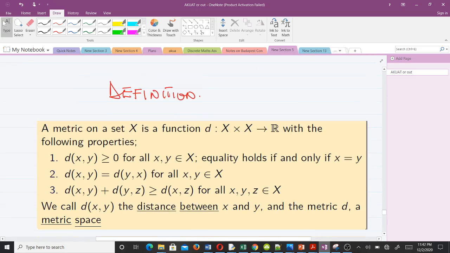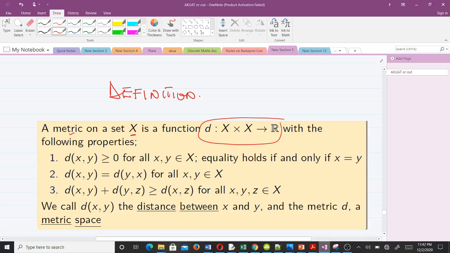So we are talking about metric spaces. What is a metric space? Let's take the definition. A metric on a set X is a function, and the function is given by what we can see here. Small d is such that X cross X maps onto R, which is the real number system, with the following properties.